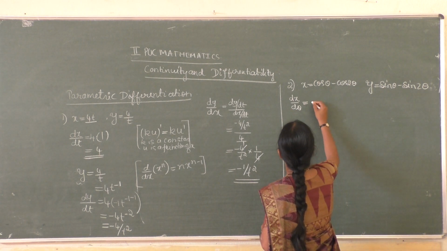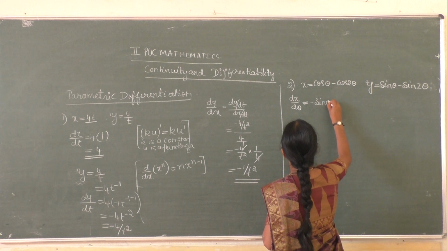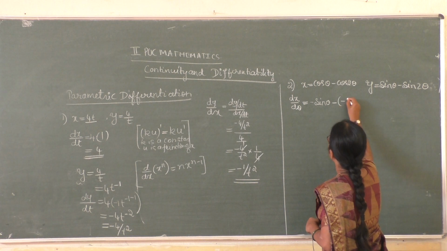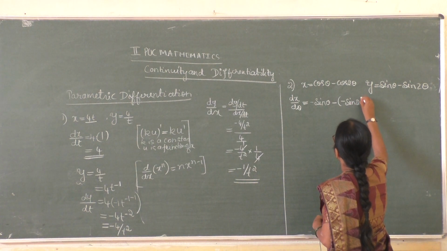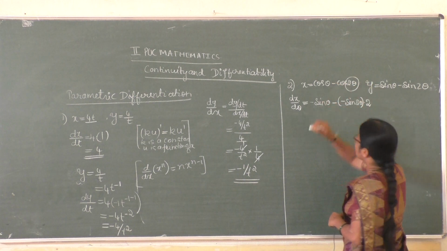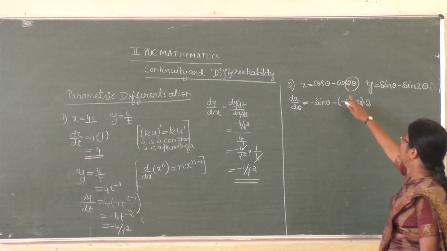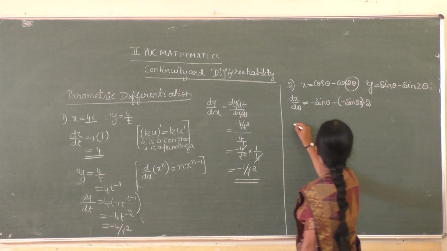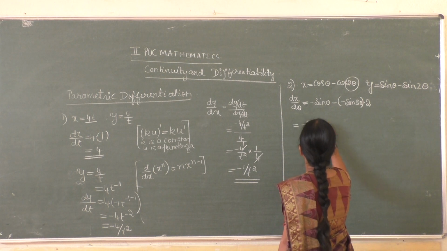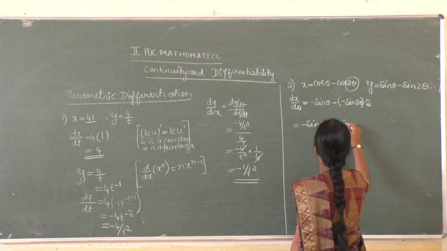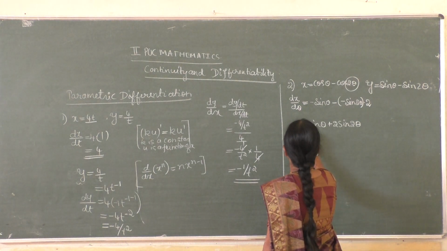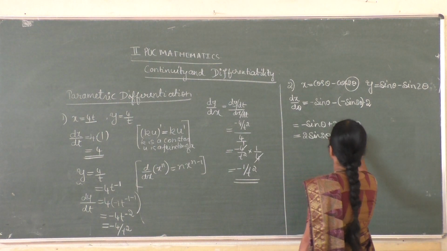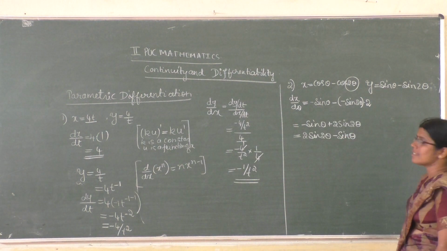So the derivative of cos theta is minus sin theta. Then the derivative of cos 2 theta is minus sin 2 theta into 2, because according to the chain rule, the derivative of 2 theta is 2. So this becomes minus sin theta plus 2 sin 2 theta, or we can write this as 2 sin 2 theta minus sin theta.